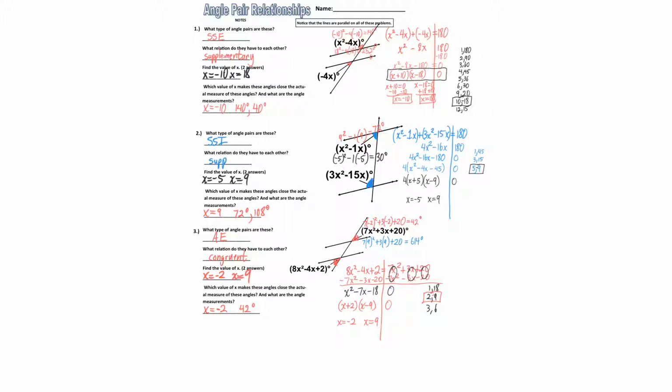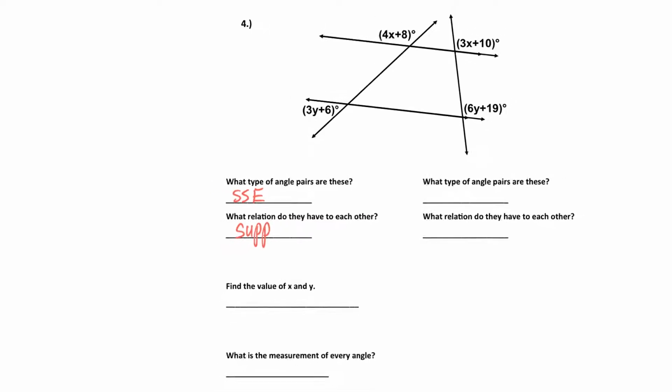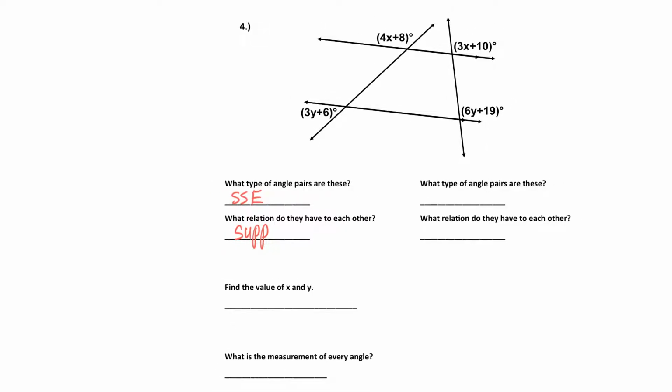Okay? And again, you've done all this math in Algebra 1, and we've already done this stuff together in here. Okay, let's look on the back. These two angles over here is what I mean. What type of angles are these? Same side exterior. Yep, and so what do I know about same side exterior? They're supplementary. Okay, so what's that equation going to look like? 4x plus 8 plus 3y plus 6 equals 180.